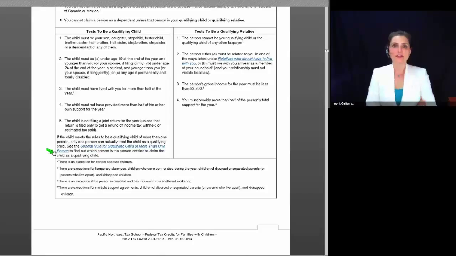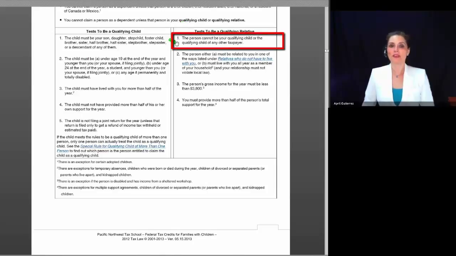Now, let's go over and look at the qualifying relative side, and remember a very important rule, the very first most important rule when we get into the test for qualifying relative. The person whom you are claiming an exemption for under the rules for qualifying relative cannot be your qualifying child or the qualifying child of another taxpayer. So in other words, you could have a person who passes every dependency test there is for qualifying relative, but because that child is a qualifying child of another taxpayer, that child cannot be your qualifying relative.